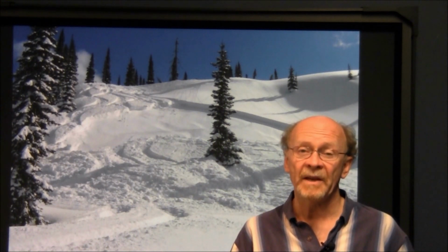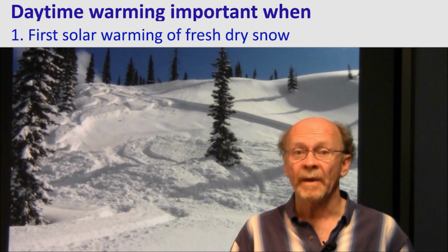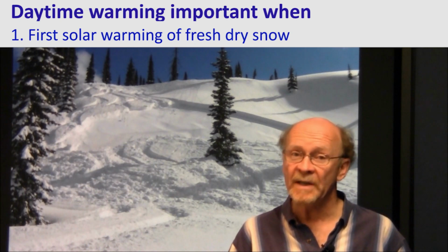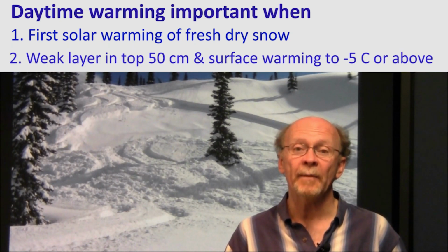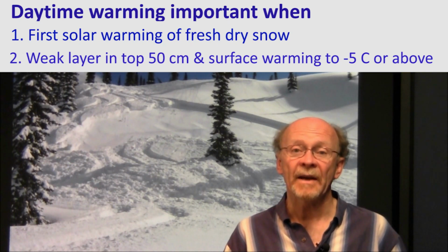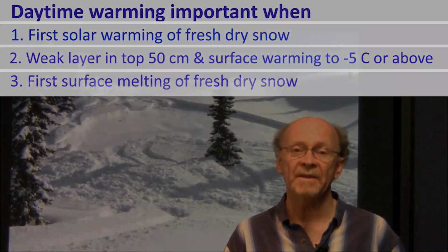Sometimes, daytime warming is not important to avalanche forecasting, but some of the conditions in which daytime warming is important to avalanche forecasting include: 1. The first substantial warming of fresh, dry snow. A cohesive slab can form quickly. 2. A weak layer in the top 50 centimeters and near-surface snowpack temperatures headed to -5 degrees Celsius or warmer. 3. The first surface melting of fresh, dry snow.